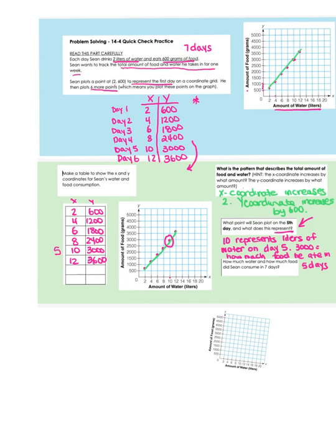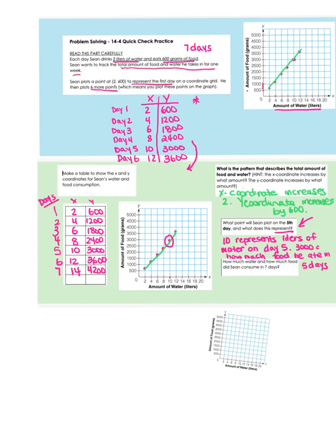Now, the next one says, how much water and how much food did Sean consume in 7 days? Well, let's go back to our table because we have 6 days plotted. Let me fill this in. And this we're going to label. Everything should have labels so that if somebody looked at your table, they know what you're talking about. We have 6 days plotted, so we just want a 7th day, and we know this is skip counting by 2s, so 14 and 3,600 plus another 600 would be 4,200. We know that's right because 7 times 600 would be 4,200.